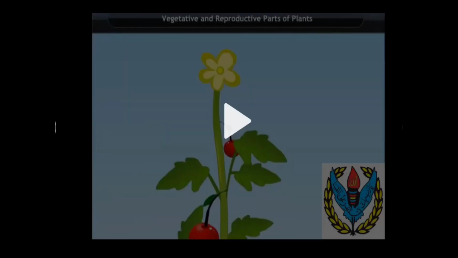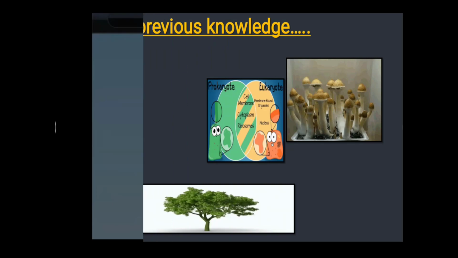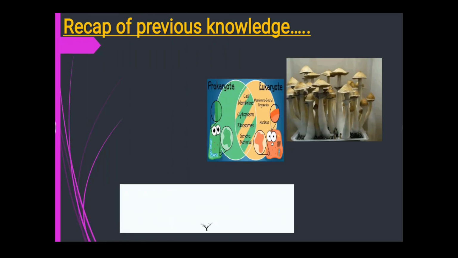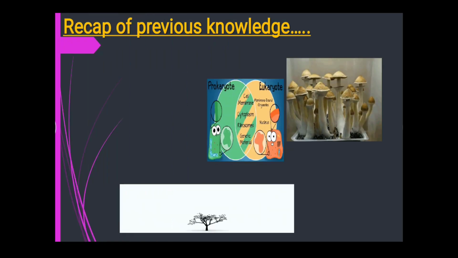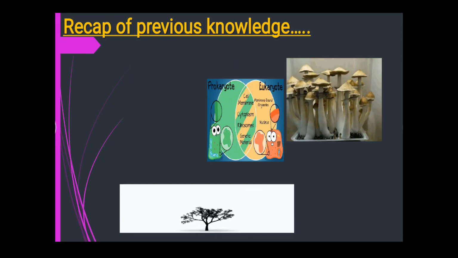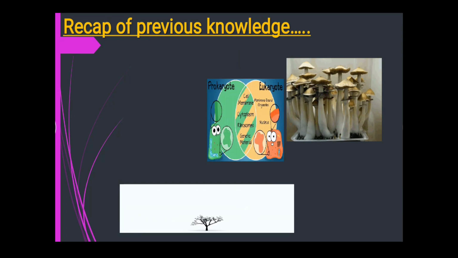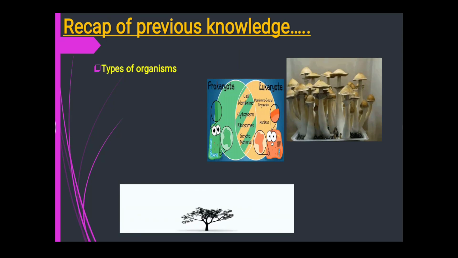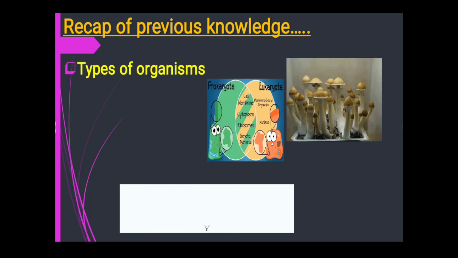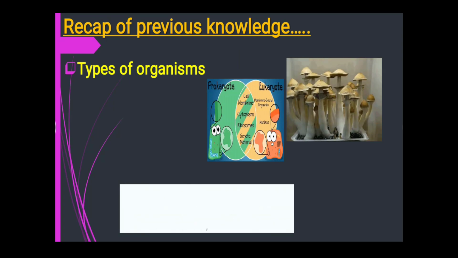So, students, root, stem, and leaves are vegetative organs, while flowers are reproductive organs. Now, recap of our today's lecture. Students, in today's lecture, we discussed types of organisms, which were animals, plants, prokaryotes, fungi and protista. Types of cells.